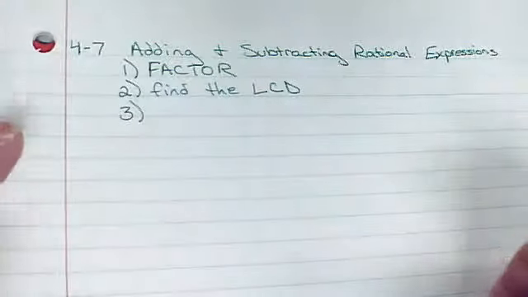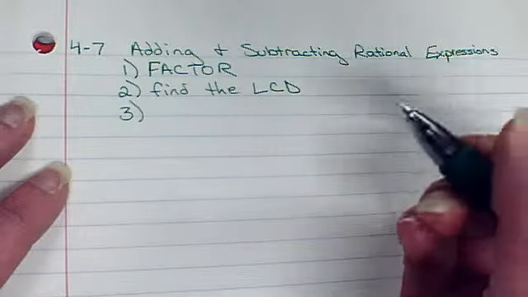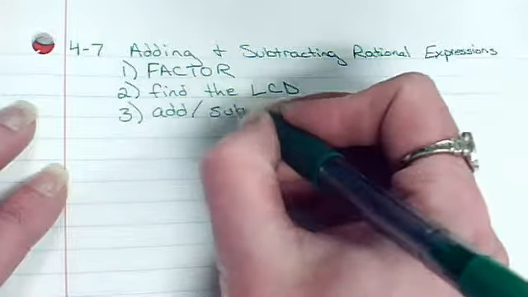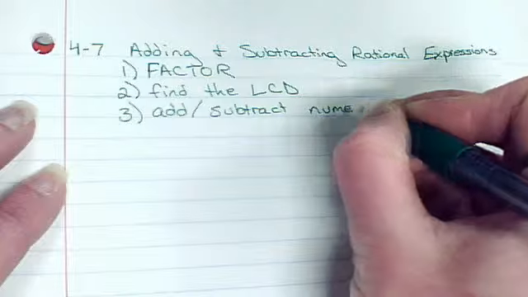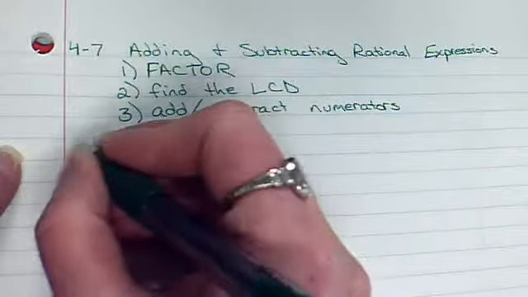Now, once you find a least common denominator for fractions or rational expressions, same thing, all you have to do is add or subtract your numerators. So let's look at a few examples. Example 1.